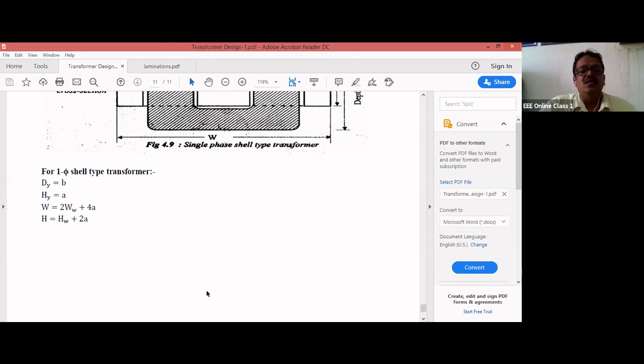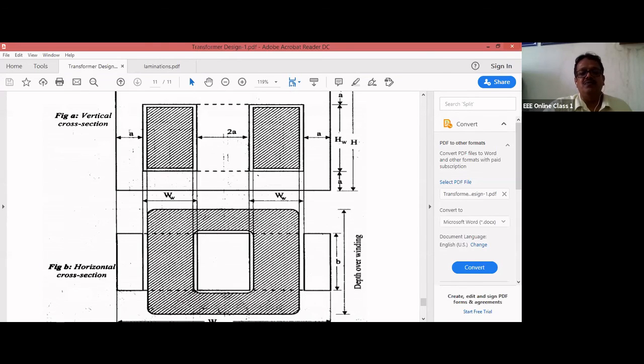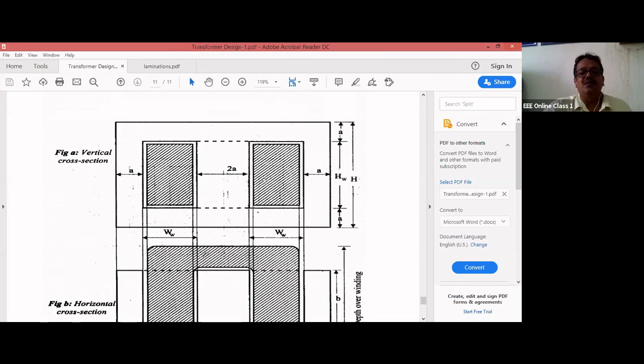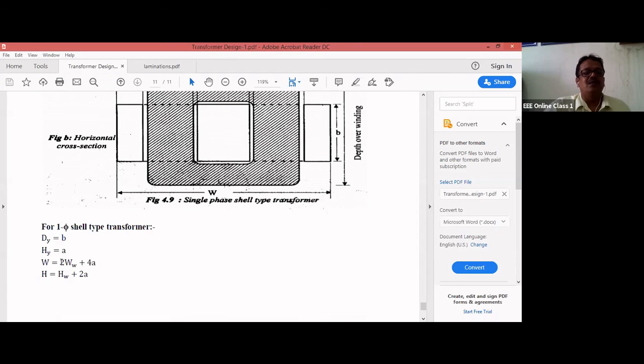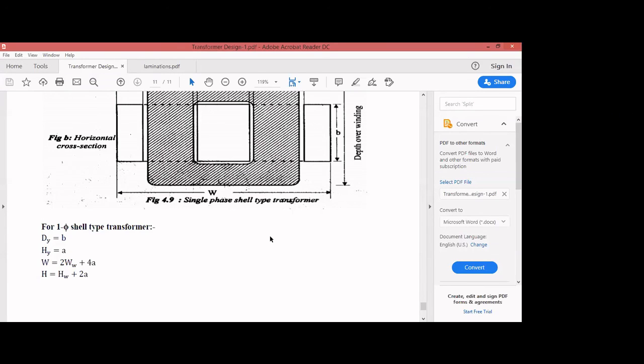So this is how you relate the height of the yoke and the depth of the yoke with the top view and with the front view. How do you relate the diameter, height and window? This formula is used. It is very useful in solving problems. With this, I'll end my class.